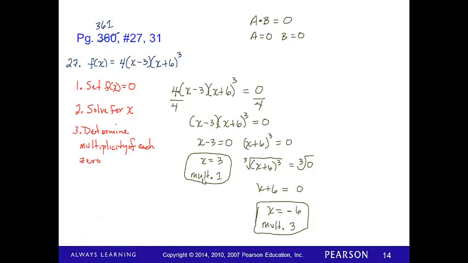The last thing we need to do is determine, does it cross the x-axis or does it touch and turn around? At x equals 3, because I have odd multiplicity, it is going to cross the x-axis. And x equals negative 6 has a multiplicity of 3, which is also odd. So again, we're going to cross the x-axis at x equals negative 6.